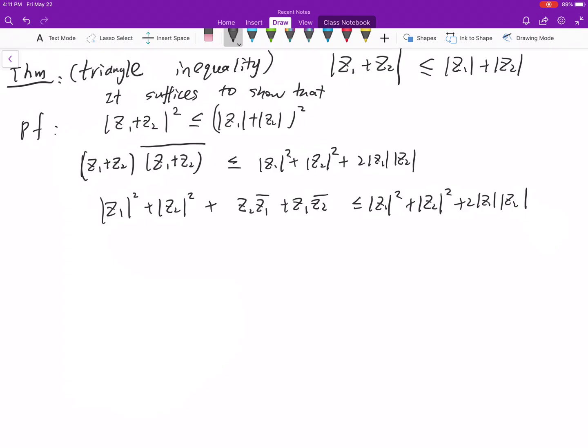Okay, and then note that this is less than or equal to this. Therefore, the theorem holds.